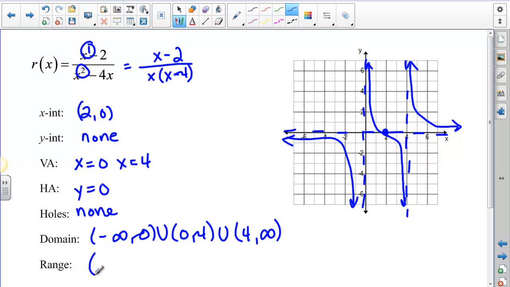The range, if you look, here covers every y value that we have on the graph. We also go up here to 0, and we come down here to 0, but we actually have a point at (2, 0), which is our x-intercept. So our range is -infinity to infinity, or all real numbers.